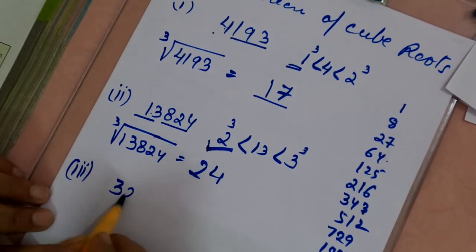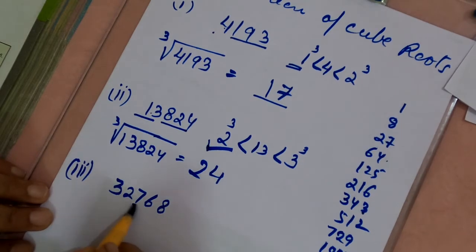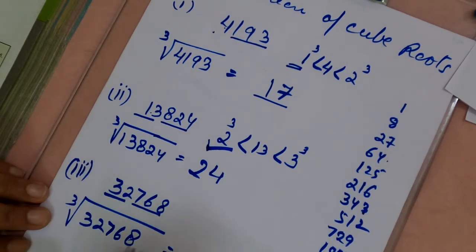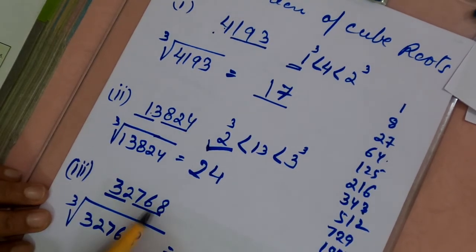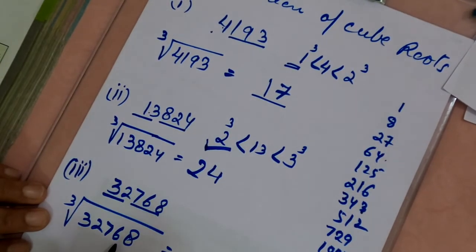That is 32768. We have got one group and the second group. So the cube root of this number will have 8 in the unit place? The first group has got 8 in the unit place. Which number has got 8? 2. So the unit digit will be 2.